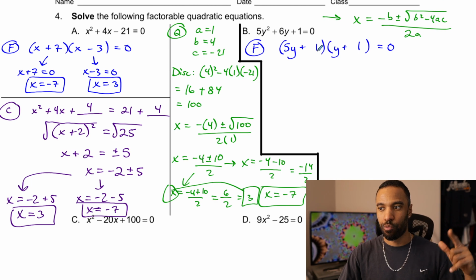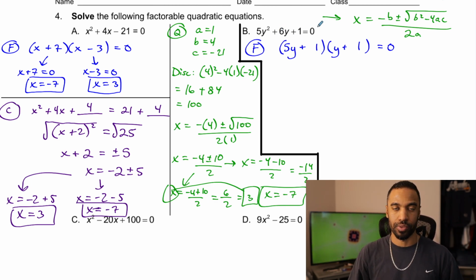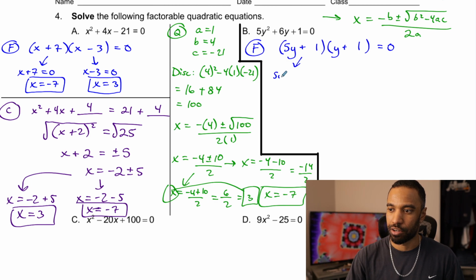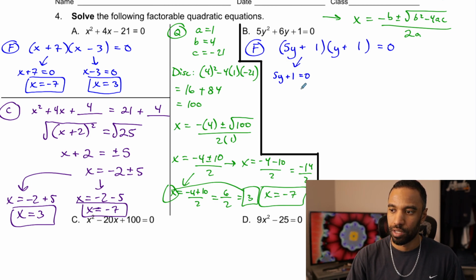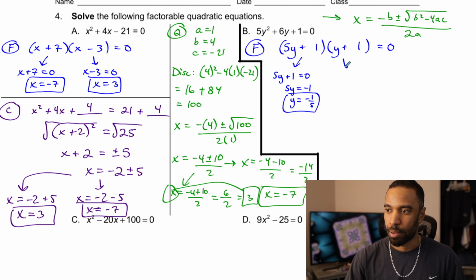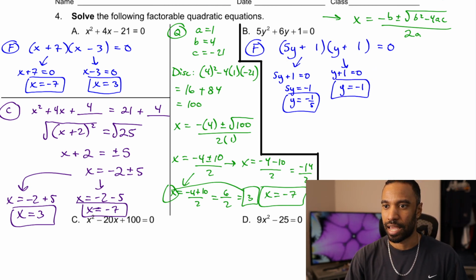5 times 1 is 5, 1 times 1 is 1, 5 plus 1 is 6. Boom, I got 6. It seems to work out. So this is the factorization. I'm already set. So if it factors down to that, I'm going to get either 5y plus 1 equals 0. If I subtract 1 from both sides, I get 5y is negative 1. Divide both sides by 5, I get y equals negative 1/5. And if y plus 1 equals 0, I subtract 1 from both sides, I get y equals negative 1. So my two answers are negative 1/5 and negative 1.